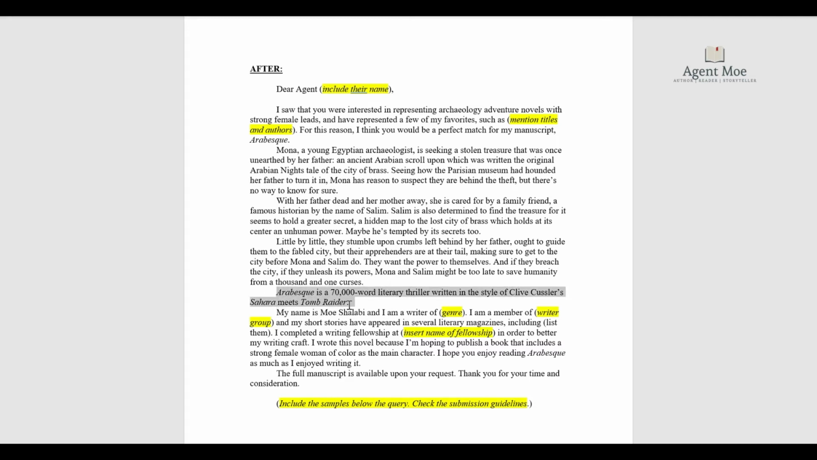Finally, as you can see, this is a section I talked about in the beginning, identifying what it is that you're selling to the agent or what they're going to sell to editors. You can literally copy and paste this right here at the beginning.